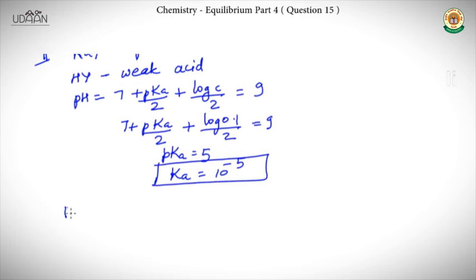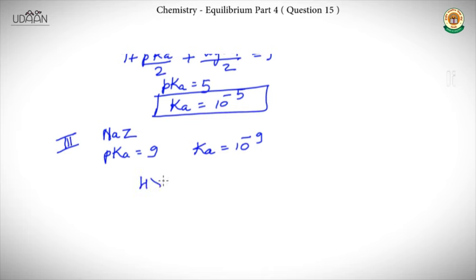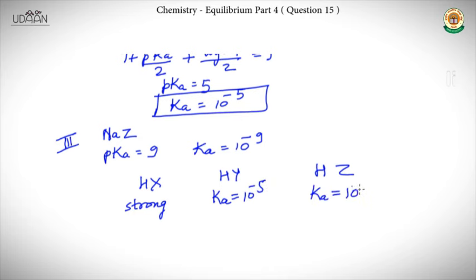And similarly for the third case, the pH is greater than 7, so it's the case of a salt of a strong base with a weak acid. I can use the same formula. If I do the similar calculations, I will obtain pKa as 9, and therefore Ka is 10^-9. Now I need to arrange the acids HX, HY and HZ in the order of acidic strength. HX is a strong acid, HY has a Ka of 10^-5, and HZ has a Ka of 10^-9.